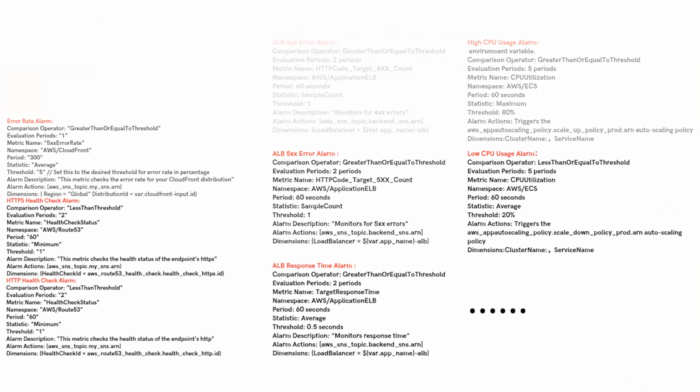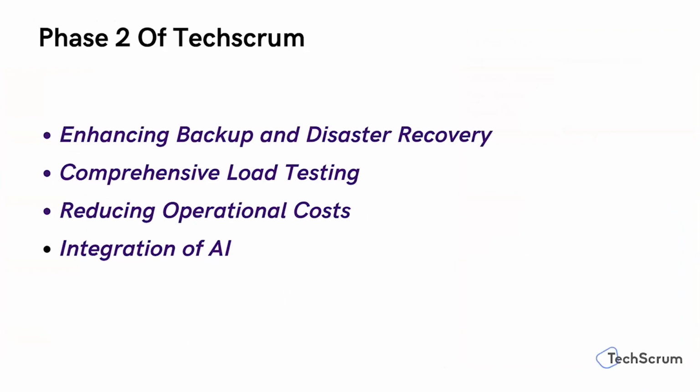So we also made some plans for phase 2, such as enhancing backup and disaster recovery, comprehensive load testing, reducing operational costs, and integration of AI, such as using anomaly detection.